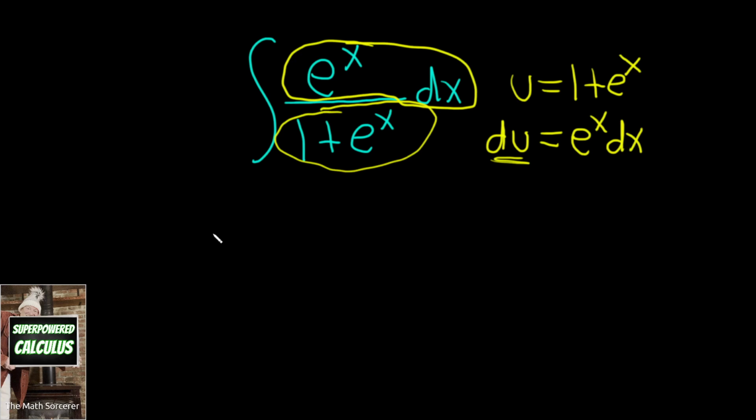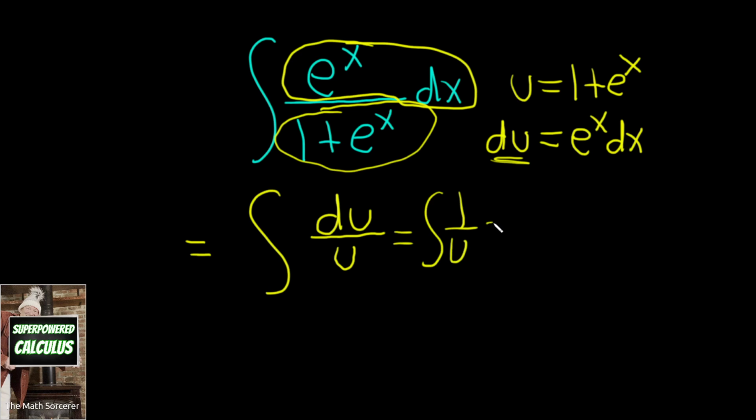So let's go ahead and make that substitution. Our original integral is equal to, well, the numerator is just du, and the denominator is just u. And this is a familiar formula. If it's not familiar, you can write it like this. Maybe it's more familiar when it's written like this. This is equal to the natural log of the absolute value of u plus our arbitrary constant of integration, capital C.